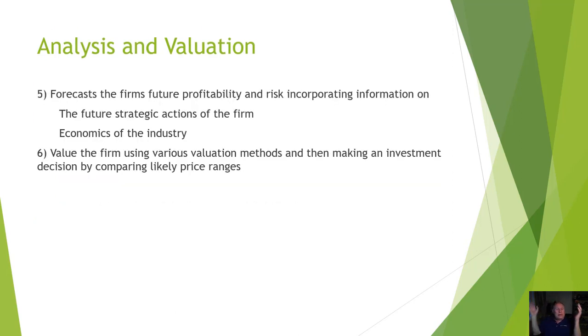Forecasts, then. We forecast the profitability and risk incorporating information on here's what they're going to do, here's what they say they're going to do. We have to develop a forecast that incorporates that, and then what's going on in the industry, what's going on in these macro trends, to come up with a forecast. Then we're going to value the firm using various methods and make a decision, comparing likely price ranges. So this is our foundation here, Paul Brown's model.